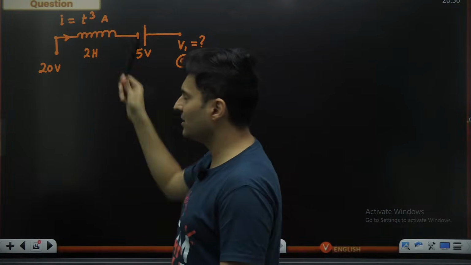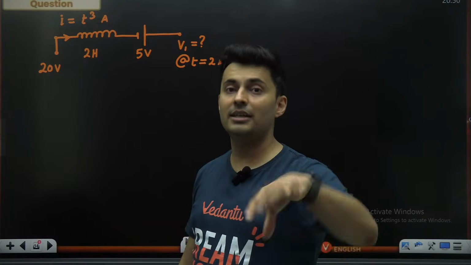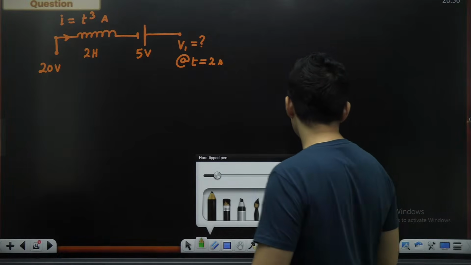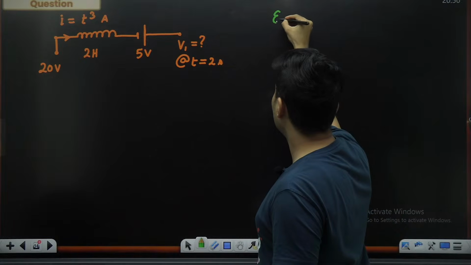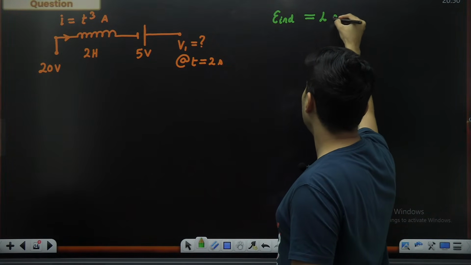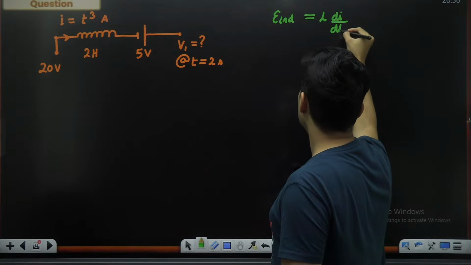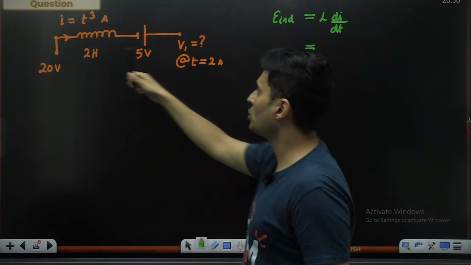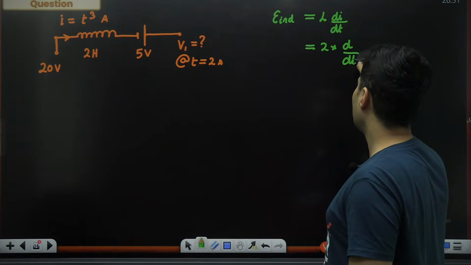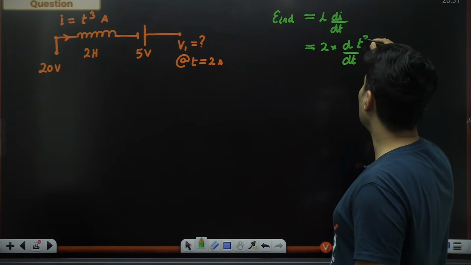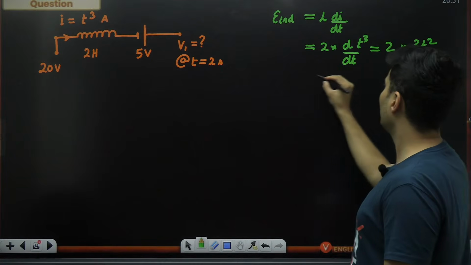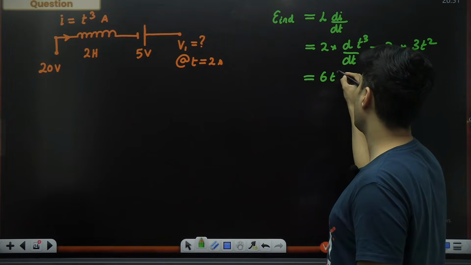So maybe first job will be to convert the inductor into a battery. But to do that, we need to know what is the induced EMF. And we all know that the induced EMF magnitude is nothing but L times di by dt. What is the value of L? It's 2 Henry. So just put it over here. Derivative of the current. That means derivative of t cube. What is the derivative of t cube? It is 3t square. That means this will be 6t square.